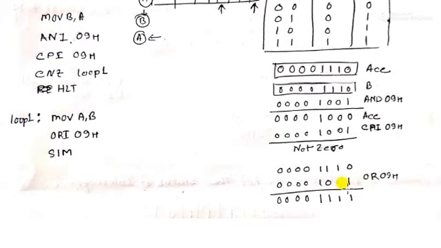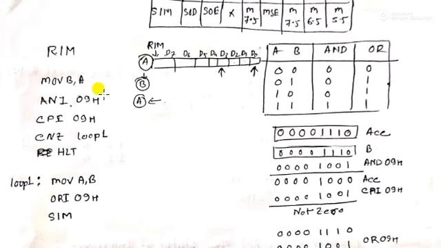So by this operation, what happened? This bit is 1, this bit will be 1, this bit will be 1, this bit will be 1. And now we load it in the SIM instruction. So after the SIM instruction, what happened? D0 bit is 0, that means RST 5.5 is set, RST 6.5 previously masked, RST 7.5 previously masked, and this is 1. Okay. So in this way, we can use the SIM instruction.